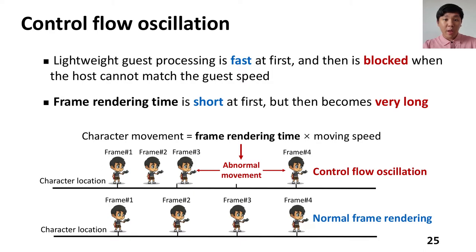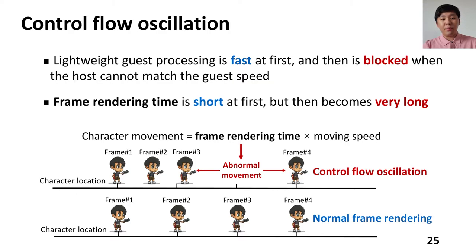We call this phenomenon control flow oscillation. This could lead to unsmooth animations. For example, you may see a character suddenly moves a very long distance in a frame due to the long blocking period, because the app uses the previous frame's rendering time to determine how long the character should have moved in the next frame.